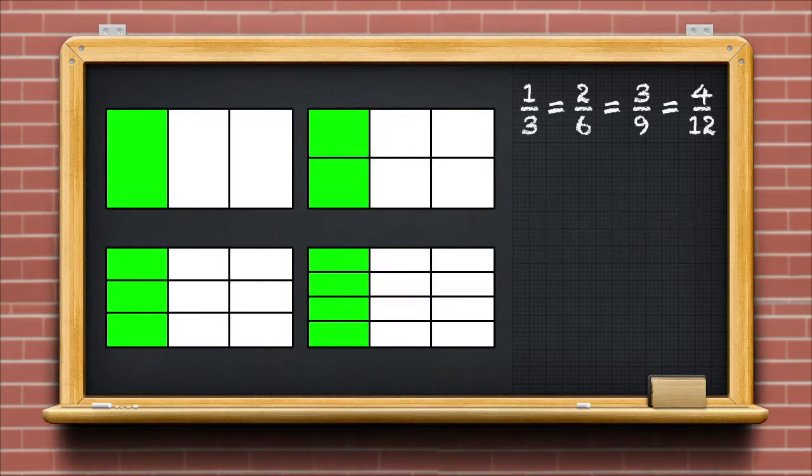Equivalent fractions can also be explained by establishing a fraction series. Here is a rectangle divided into 3 equal parts. Shade 1 part and ask students how many parts are shaded. Students should be able to tell you that 1/3 of the rectangle is shaded.